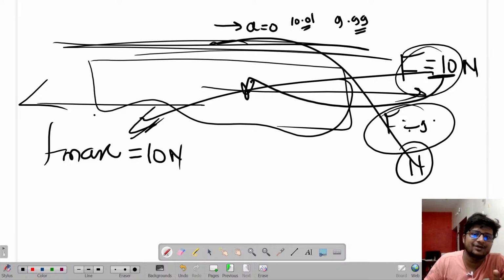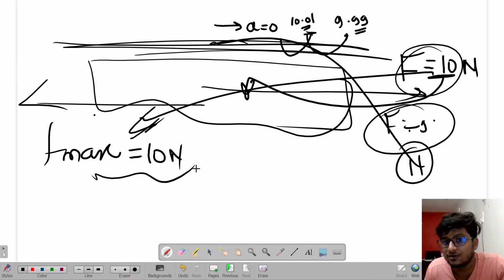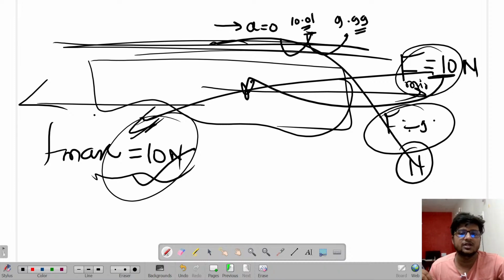10 Newton is that value where both states reside, a state of rest and a state of motion, and this is why it is called limiting friction also. Is that clear or not? So the minimum value for which the body has a tendency of motion is at least 10 Newton. More than 10 Newton, there is definitely an acceleration, but 10 Newton is the value I should apply to have an acceleration. Is that clear or not?